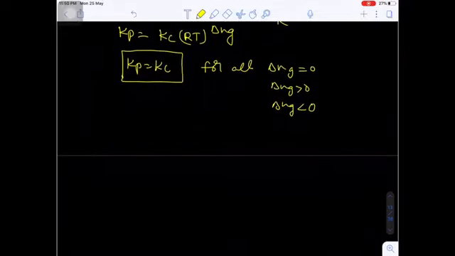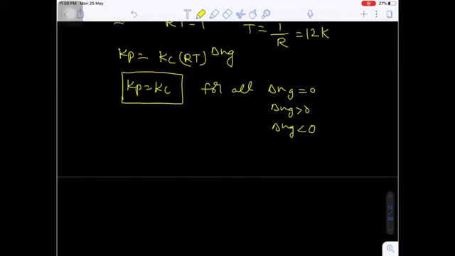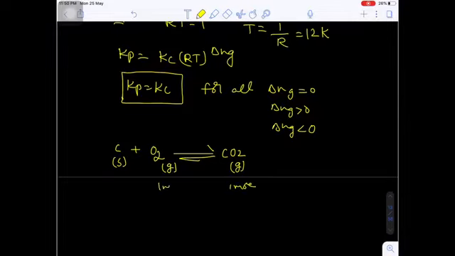So the relation between Kp and Kc is Kp is equal to Kc into RT whole to the power delta Ng. Now let's suppose I have carbon and oxygen giving CO2, an equilibrium reaction. Carbon is a solid, O2 and CO2 are gases. We have to consider only the number of moles of gaseous reactants and products. Remember, here 1 mole of gas, here also 1 mole of gas. For solids we should not consider the number of moles. Are you getting my point?